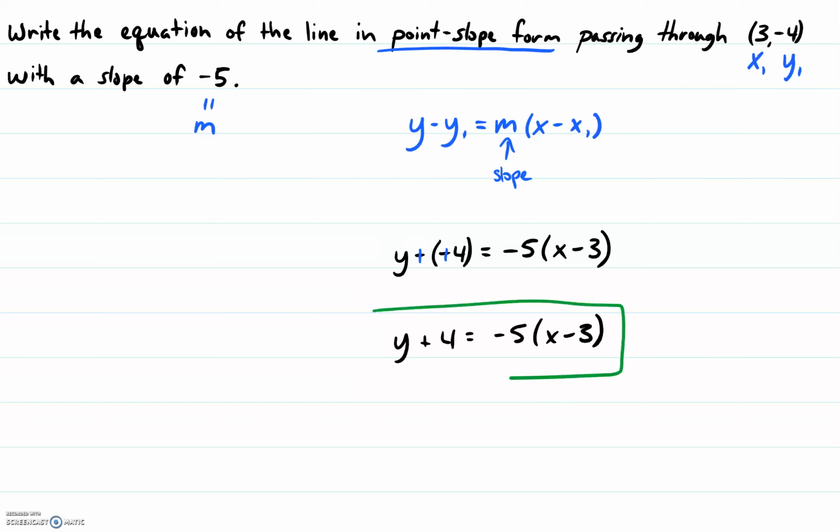If we had this exact same problem, and it wanted the slope-intercept form, we could just go ahead and distribute and then solve for y. So you want to pay attention to what form it asks you for. But if you're given a point and a slope, typically this is the way you want to figure out the equation first, and then you leave it if it's in point-slope form, or you solve for y if you want the slope-intercept form.